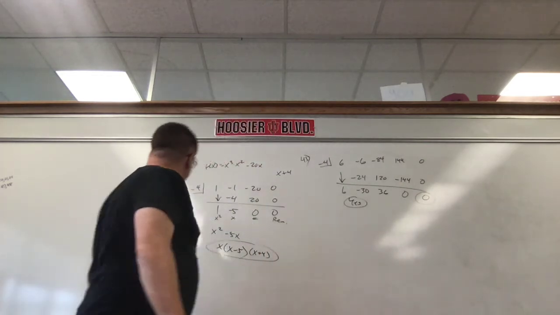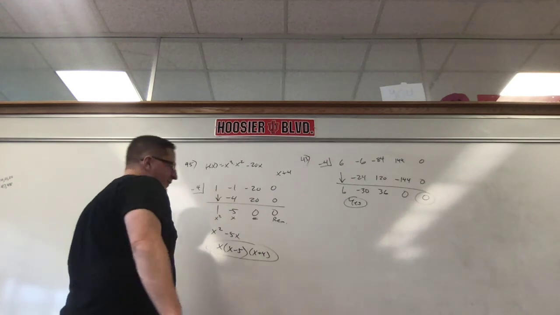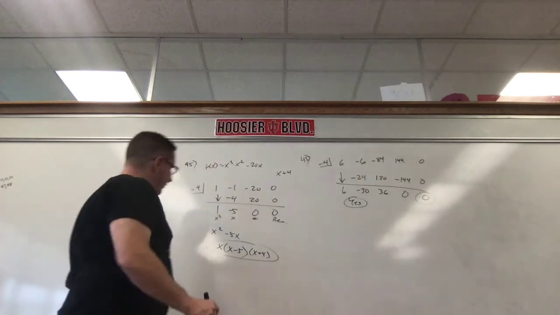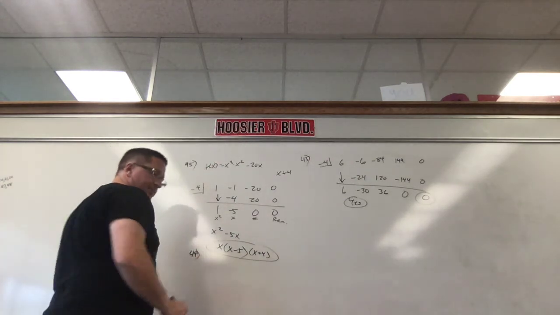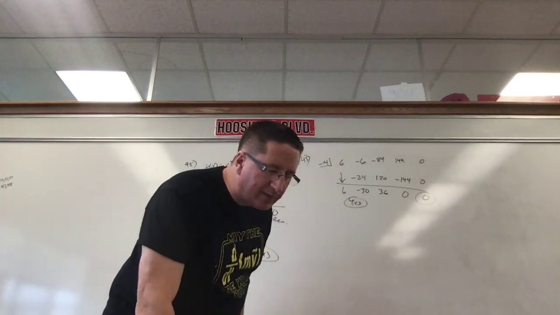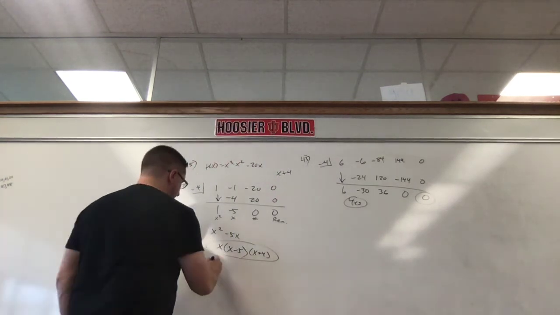Okay, where are we at? 47, are we doing 47? No, we're not. I'm skipping 47 and 48. On to question number 49. Almost done with this section. 49. So, for 49, we have x^3 - 37x.